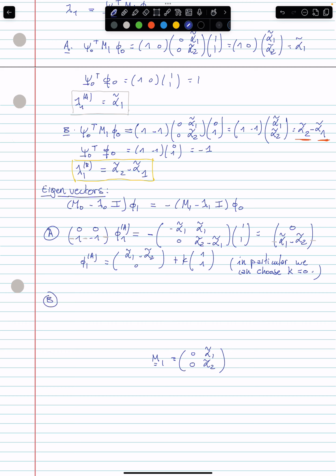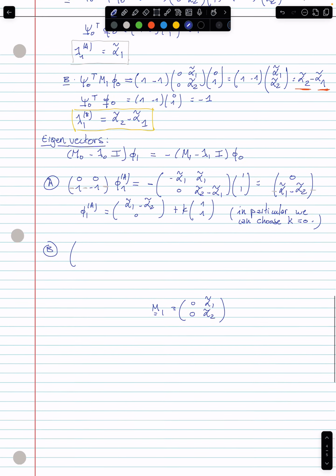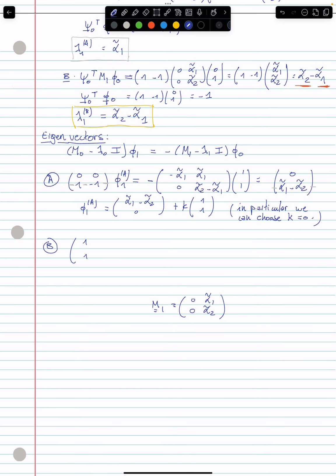Okay, this is the last one. Now the left-hand side matrix, I go back to this red arrow. We have 1, 1 and 0, 0 in the two columns. So 1, 1, 0, 0. This should be multiplied by phi 1b, the correction to the second eigenvector, is equal to minus.